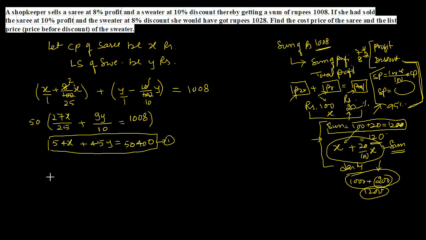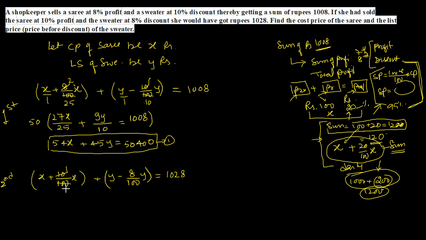Now, this is my first scenario. In the second scenario, it says if she had sold the saree at 10% profit, so I add 10% of x as profit, and 8% discount, so from y I subtract 8% discount, the total sum she would have made is 1028.